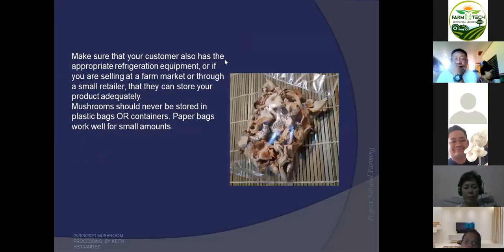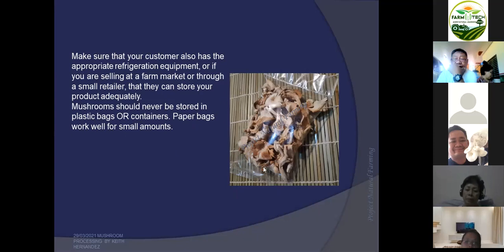So make sure that your customers also have the appropriate refrigeration equipment. Or you are selling at a farm market or a small retailer that they can store your product adequately. Kasi hindi lang yan sa pag-deliver. Baka kasi una ang dami niyang kinuha pagkatapos hindi na siya kukuha, kasi nireklamuan din siya ng kanyang sariling customer. This usually happens pag meron tayong mga retailers. So kunwari, farm ka, tapos ibabagsak mo sa isang deli or yung mga restaurants, yung mga startup, na nag-iimbak ka na or even yung mga native products ng mga area. Karamihan, mas maganda pag ganun, process mo na.